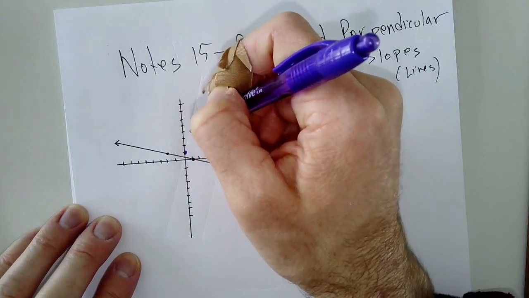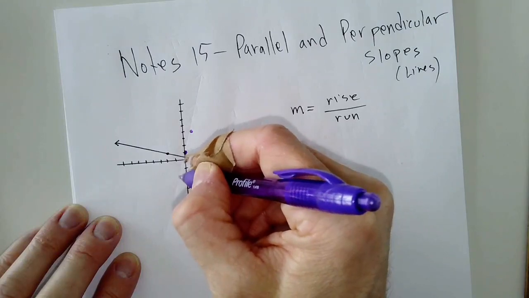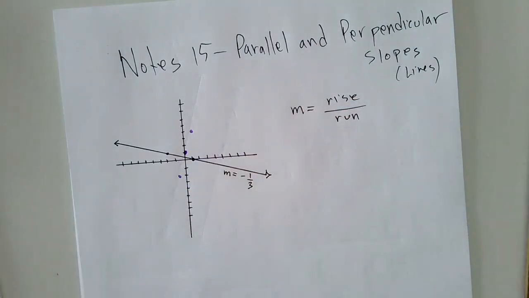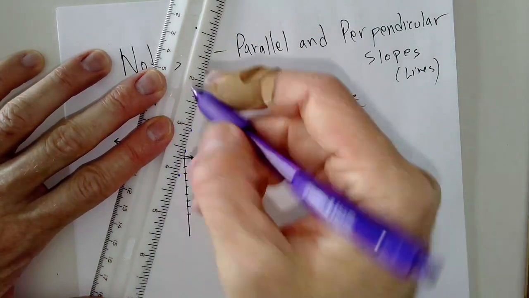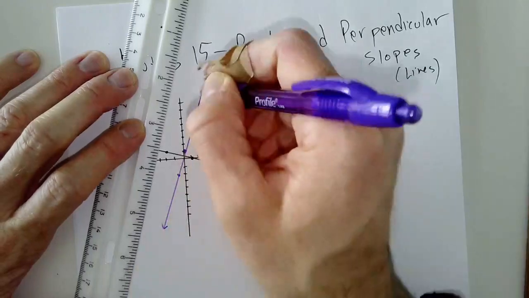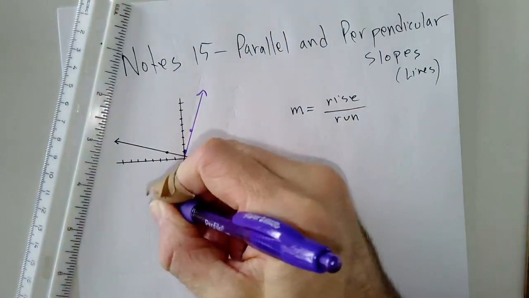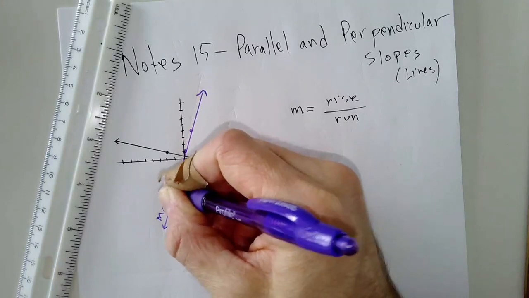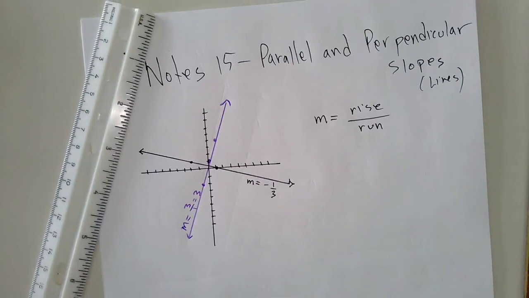And our purple line is going to have a slope of 3. Okay, it's going to have a slope of 3. So that means it's going to go up 3 and right 1, up 3 and right 1. So m equals 3/1, or just 3 you can put. And I'll zoom in on that so you can see it a little better.